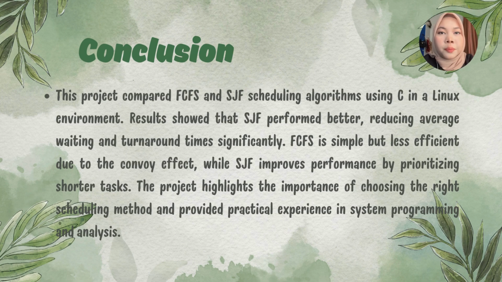Conclusion: this project compared FCFS and SJF scheduling algorithms using C in a Linux environment. Results show that SJF performed better, reducing average waiting and turnaround time significantly. FCFS is simple but less efficient due to the convoy effect, while SJF improved performance by prioritizing the shortest tasks. The project highlights the importance of choosing the right scheduling method and provided practical experience in system programming and analysis.